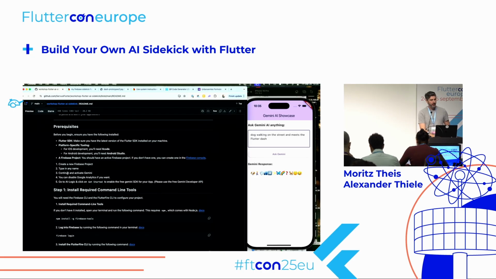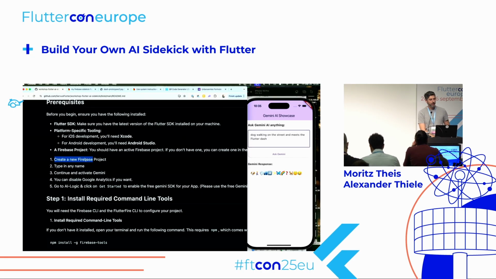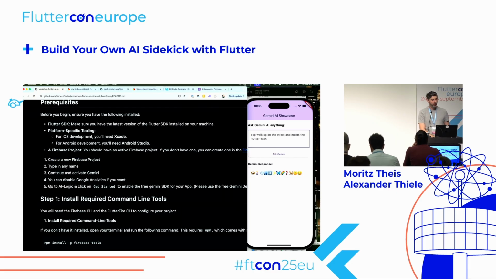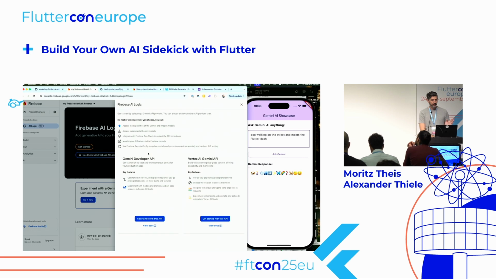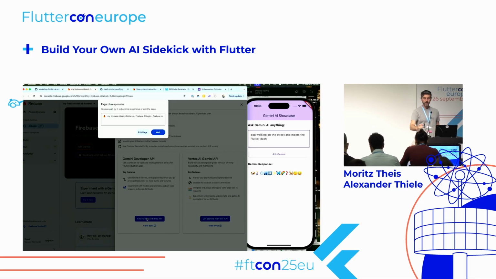In the first part, there's also a step-by-step guide on how to create a Firebase project, because you also need to add the AI logic to the Firebase project. You can click on Get Started and activate the Gemini Developer API. This is important. This Firebase feature, AI logic, is what we're using here. What we want to show you is the fastest way to build something using Gemini and AI.